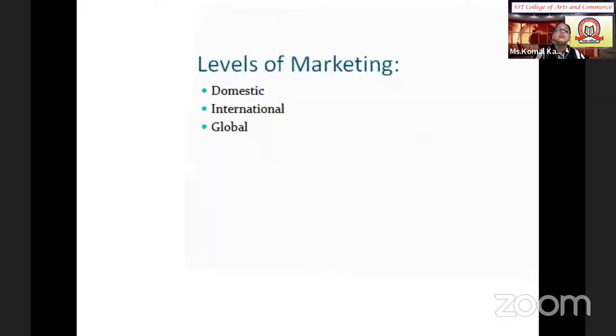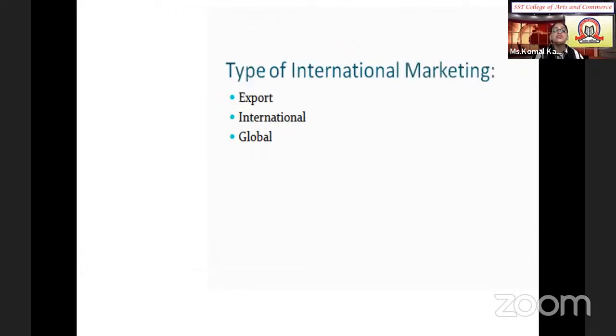Now we discuss the basics of international marketing, and now let us move to the simplest concept, levels of marketing. One is domestic, another is international, and next is global. Domestic is within the nation, international is going into any other nation, global is covering all the nations or maximum nations of the world. Types of international marketing.